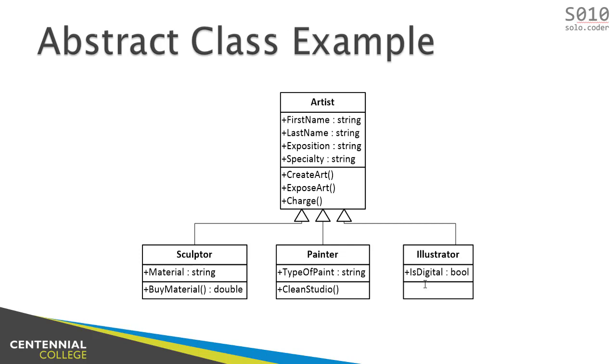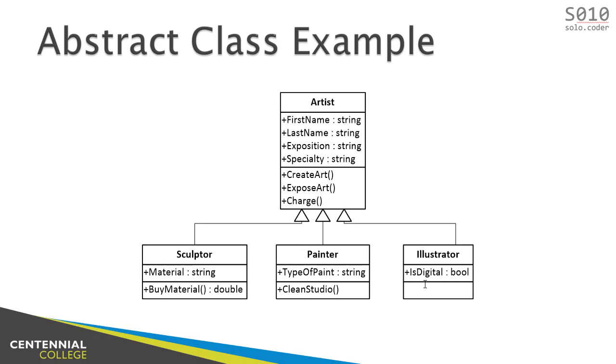We have artists, and we have specific types of artists, like a singer, an actor. Those are different types of artists. Sculptor, painter, and illustrator, they are abstract classes, right? No, they are not. The abstract class is artist here. Artist can be any kind of artist. We can have a singer, a dancer, a sculptor, a painter, an illustrator. So those are concrete classes.